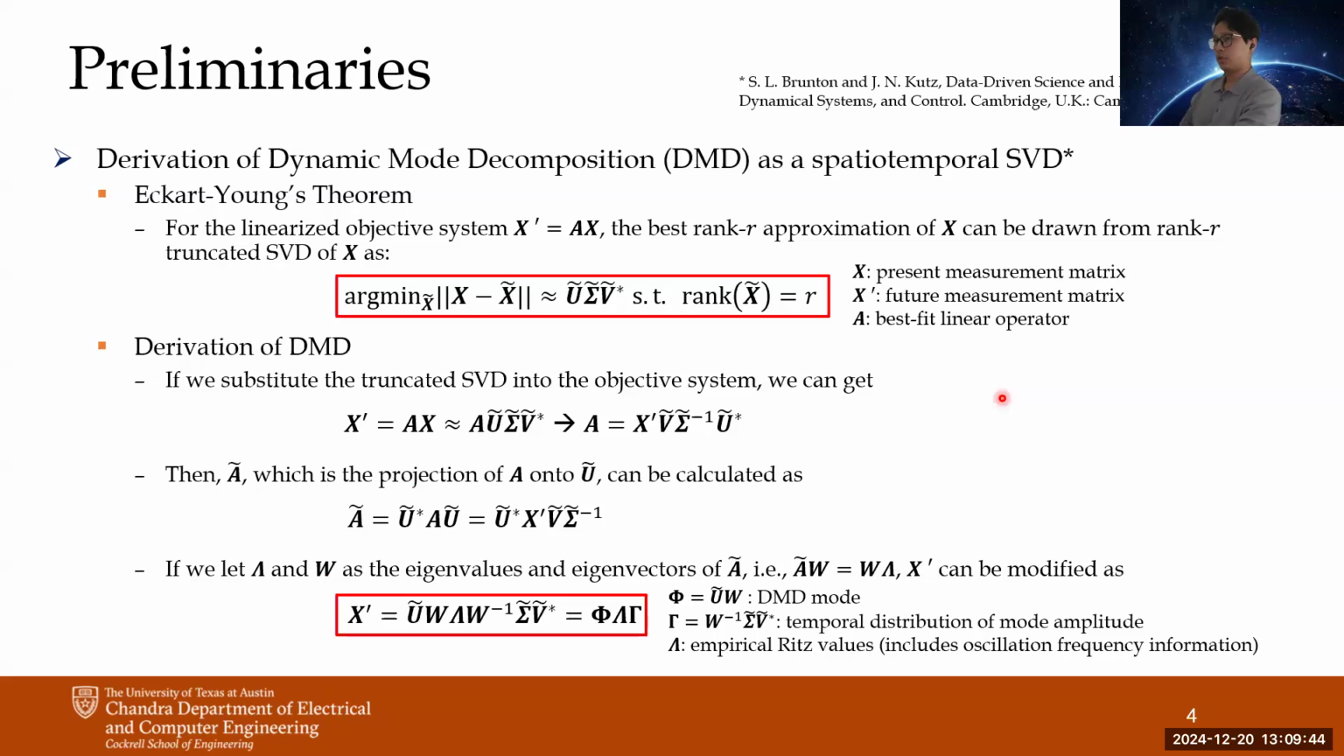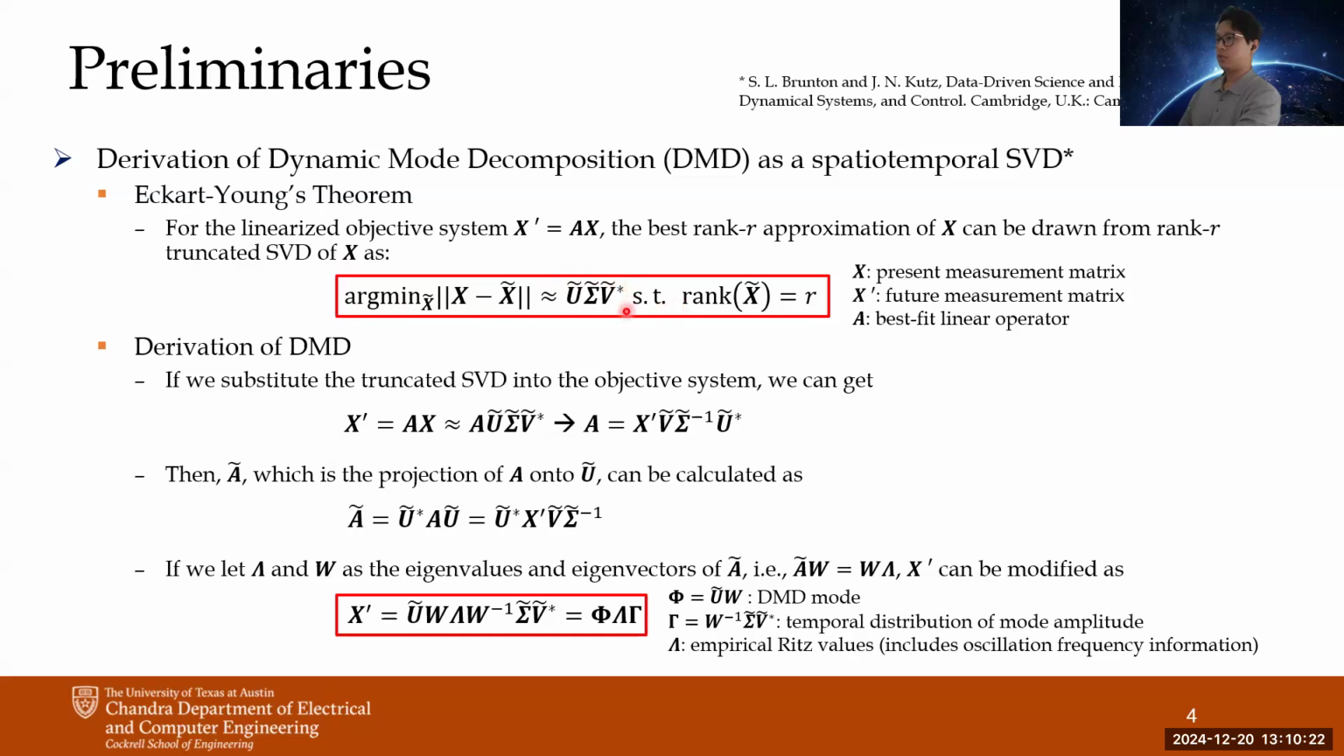And the dynamic mode decomposition can be derived from this truncated SVD, but there's a significant difference between the DMD and the SVD: for the dynamic mode decomposition, we are mostly interested in representing the linear relationship between the present and the future measurement matrices. So for this linearized system, which is X prime equals AX, the Eckart-Young theorem says that the best rank R approximation of this X matrix is equal to the rank R truncated SVD of X. And this theorem can be represented like this equation.